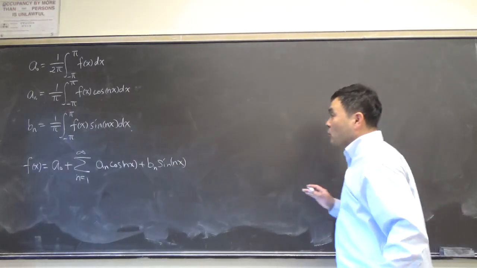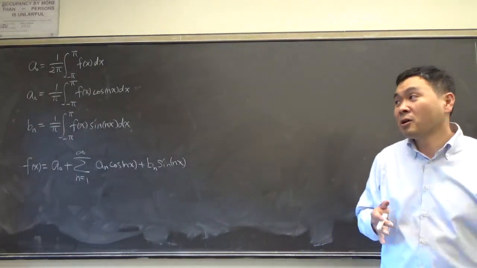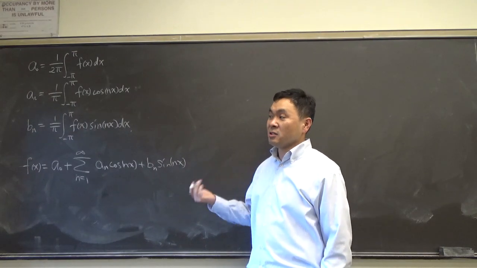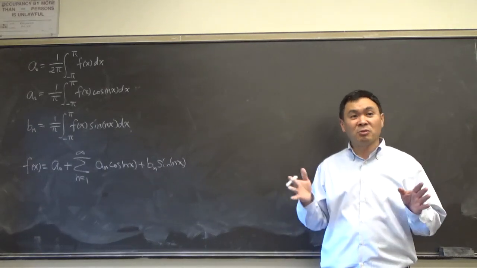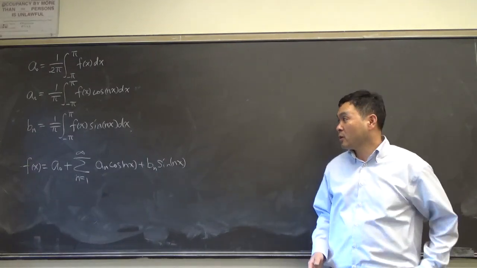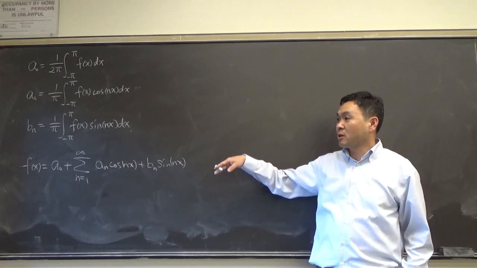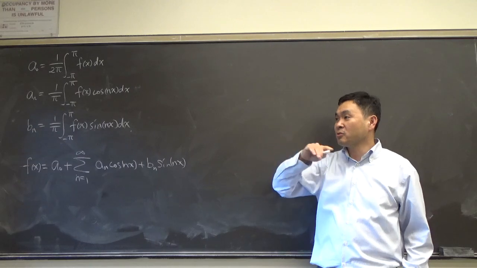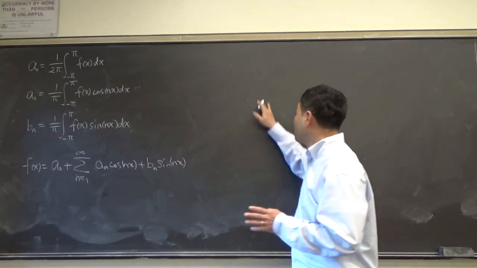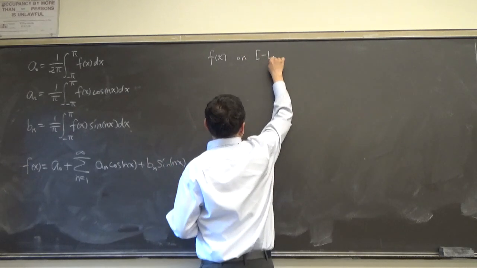So far we have only been dealing with functions that are defined from negative pi to pi, but for usage in PDEs, you actually need the Fourier series for arbitrary lengths. So now the question is, can you modify this so that the Fourier series approximates a function over negative L to L? What do you do if you want the Fourier series from negative L to L?